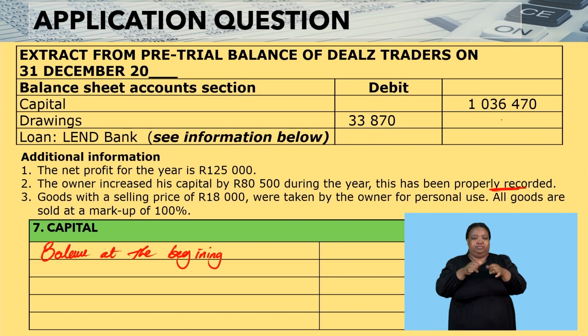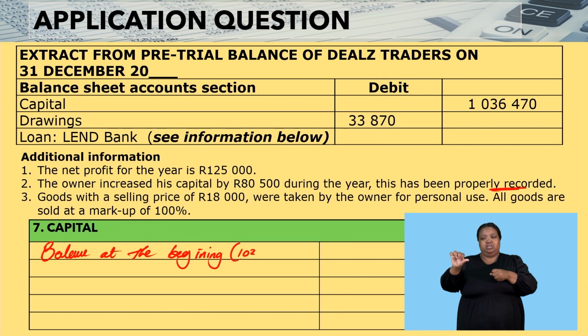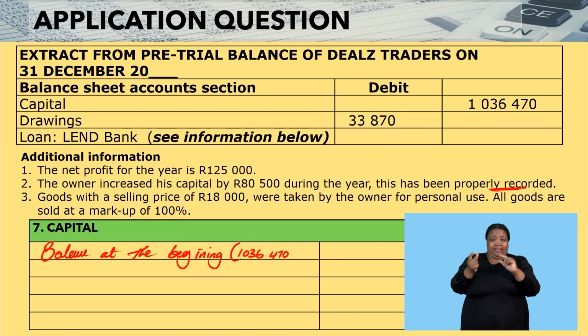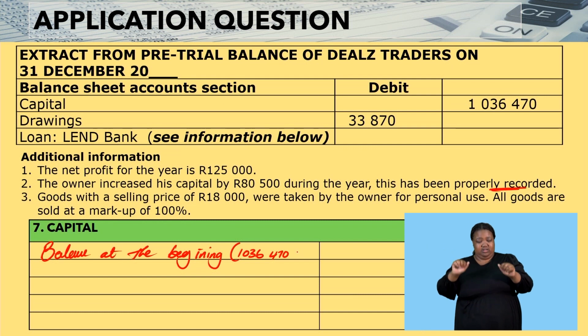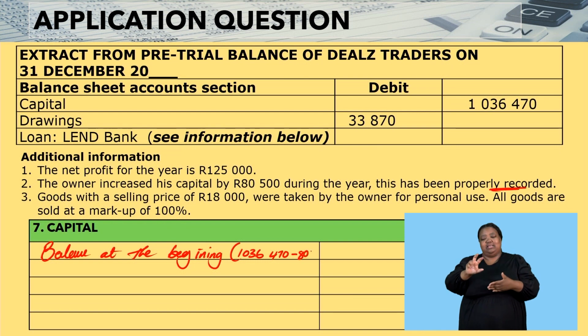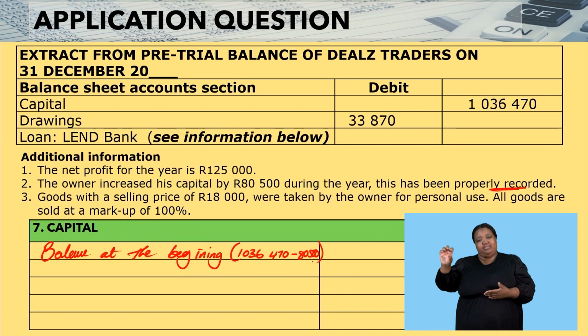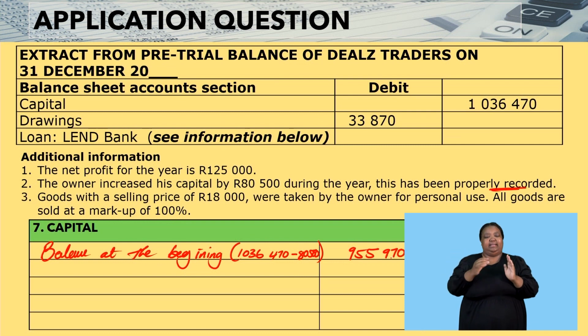So, when I come to my capital here, the 1,036,470. There is an increase in capital of 80,500, which has been recorded already. So I want to know how much it was before the increase was recorded. I'll say minus 80,500. I subtract it out. I would then remain with 955,970. This becomes the capital balance before the additional capital is added.